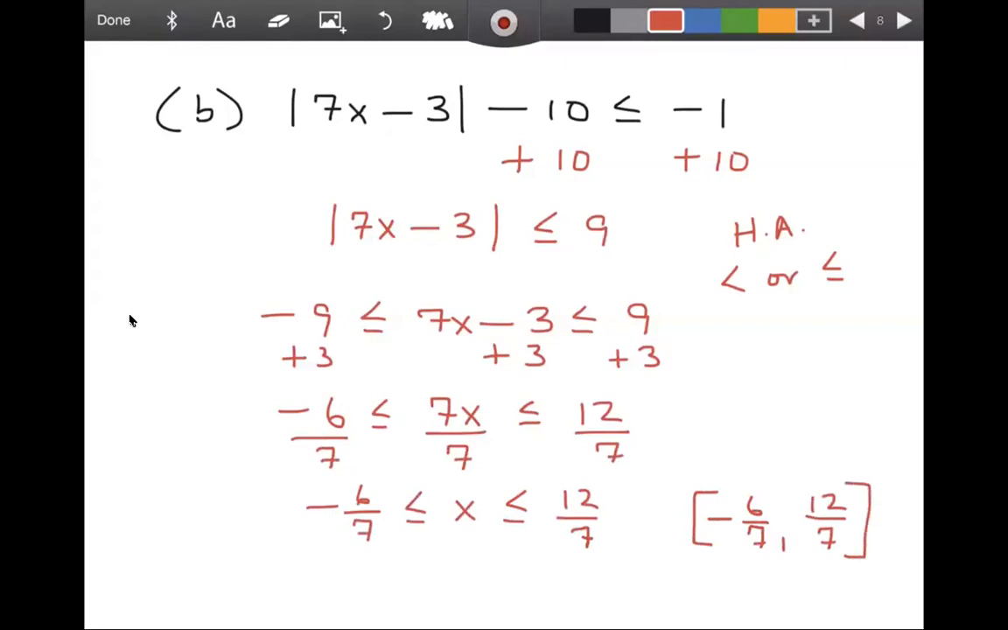Okay, so give yourself a hand if you got those two. And even if you didn't, give yourself a hand for trying. You'll get it, just takes practice.